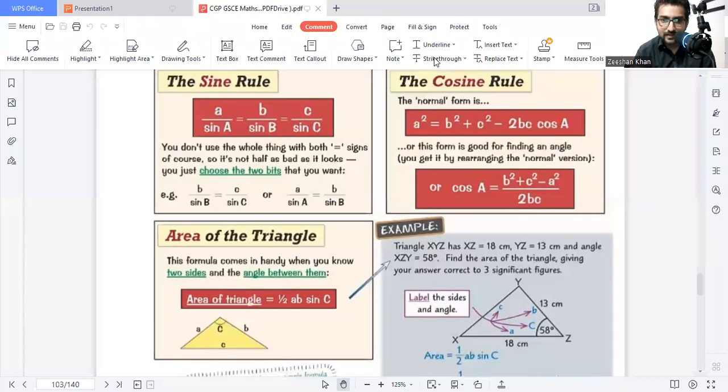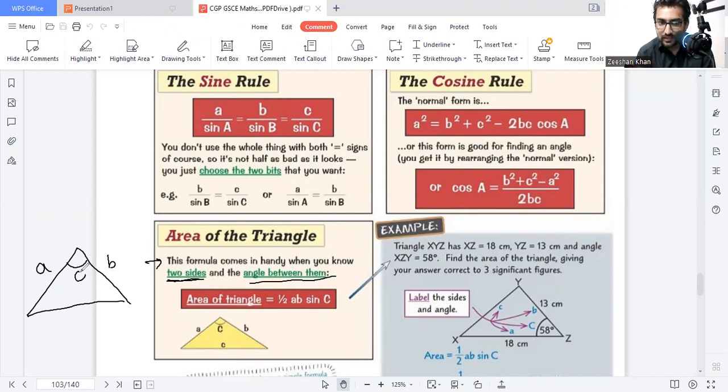Now, this formula comes in handy when you know two sides of a triangle and the angle between them. This is necessary. Two sides must be given in the question, and the angle between them. For example, a triangle. Now this side is given. Let's assume this is a, small a, and this is b. Both of them are given, right? So this angle must be given. That is C, capital C.